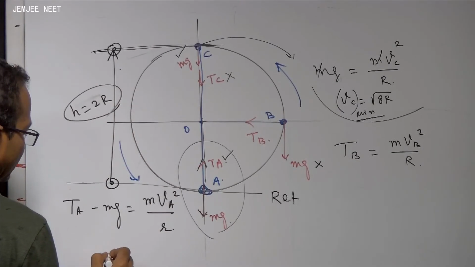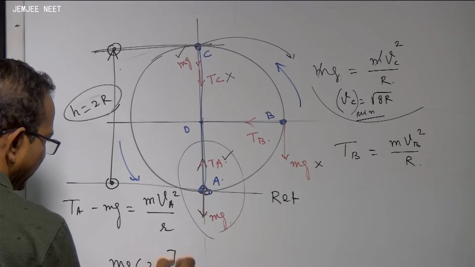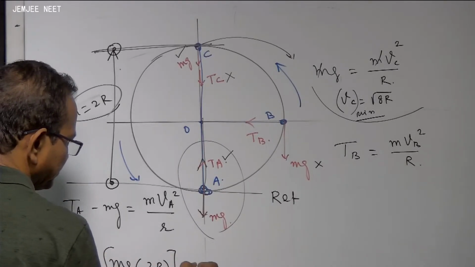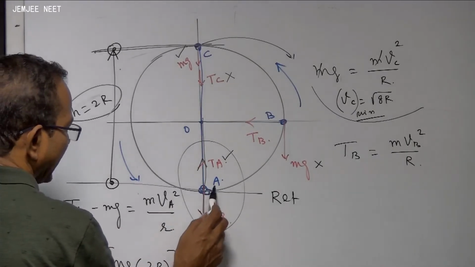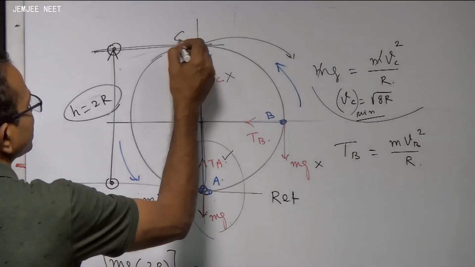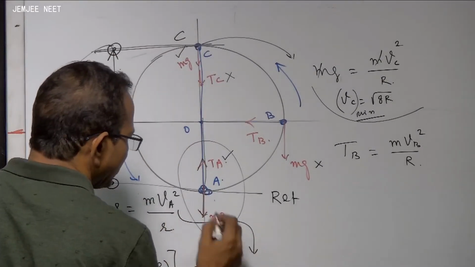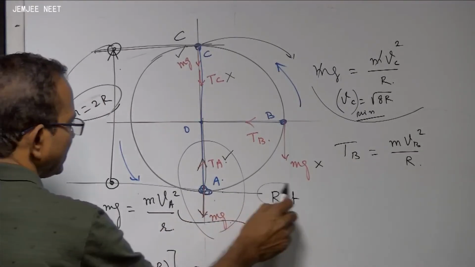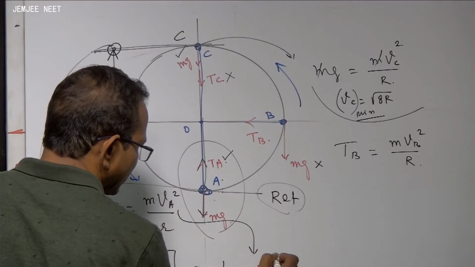At C, sorry, mg 2r is the total energy at C, and it must be equal to total energy at A. Sorry, I wrote C by mistake. Total energy at C must be equal to total energy at A. At A, we have the reference level, so only half m VA square.